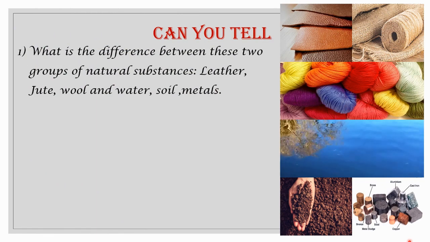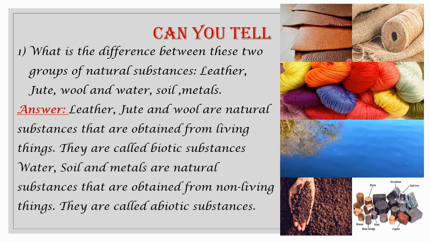Students, can you tell what is the difference between these two groups of natural substances? The two groups are leather, jute, wool and water, soil, metals. Yes, leather, jute and wool are natural substances that are obtained from living things and they are called biotic substances. Whereas water, soil and metals are natural substances that are obtained from non-living things. So they are called abiotic substances.